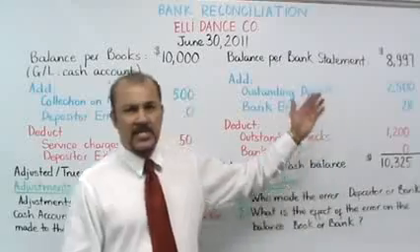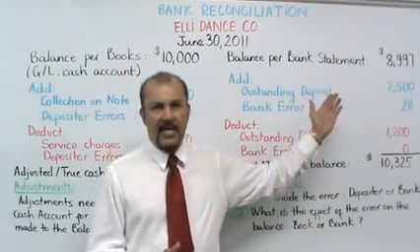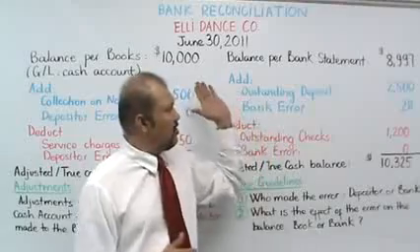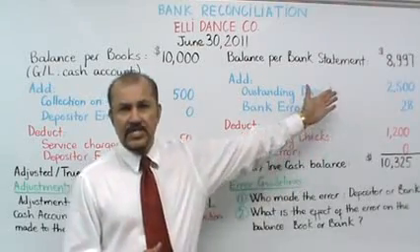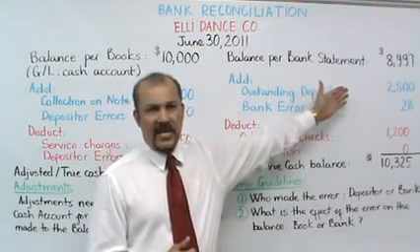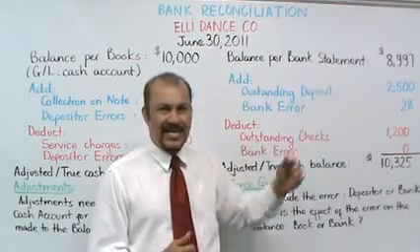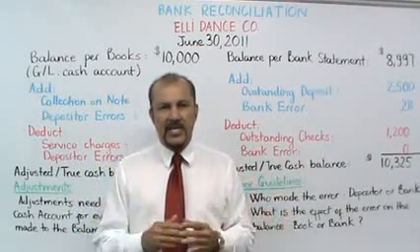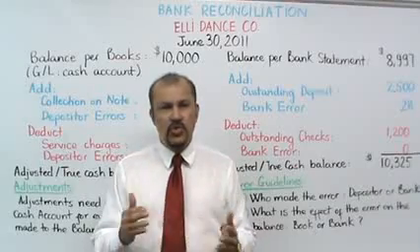Next, Ellie also gets a bank statement from her bank that shows how much money she has in her bank account as of the same date, June 30th. And in this case, her bank balance reflects a balance of only $8,997. So two balances for Ellie Dan's company as of the same period, June 30th.